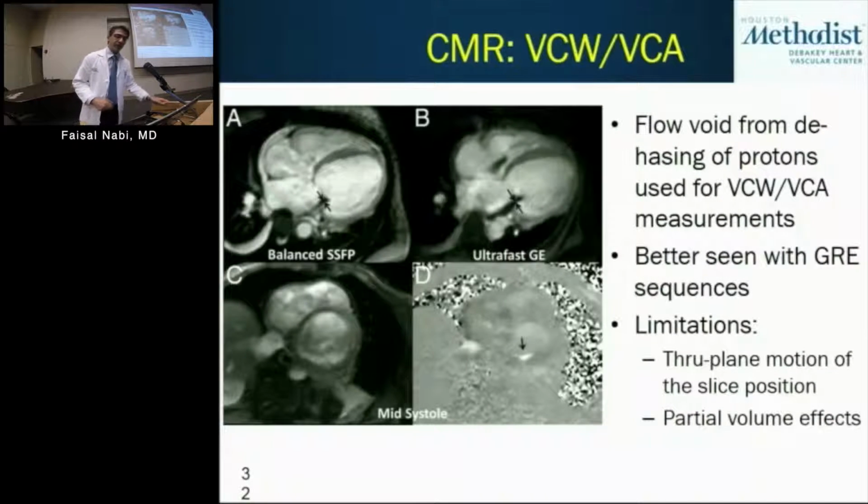People have looked at vena contracta measurements using cardiac MRI. This has its own difficulties. They've done it with gradient echo. We don't necessarily do it in our lab. You really have to have good slice location position, and there are partial volume effects. It's not a reliable methodology, but it has been looked at.